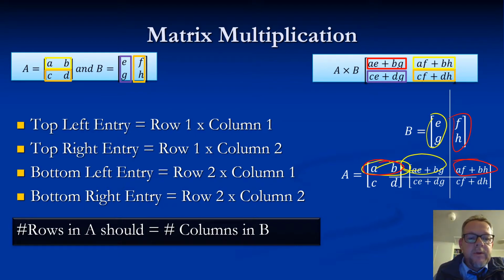Now, it's important that the number of columns in the first matrix equals the number of rows in the second matrix. So, for example, if we had a third column here, well, what would happen? We couldn't get a bunch of values over here because there's nothing existing over here. So that would not work.